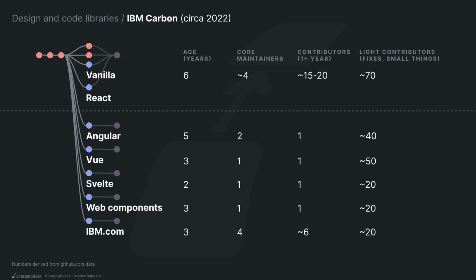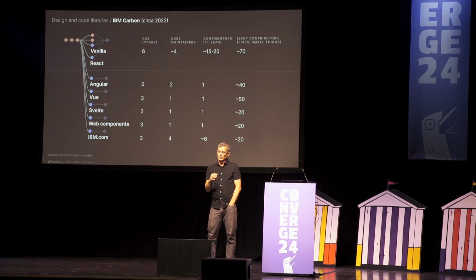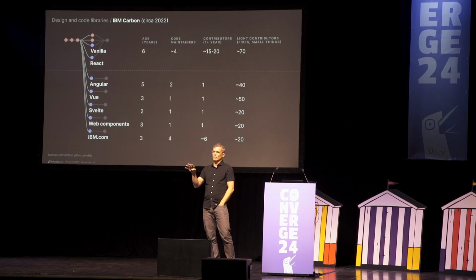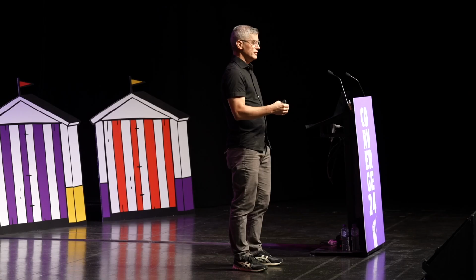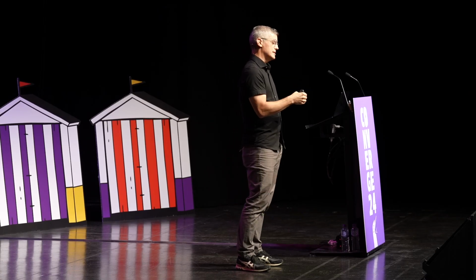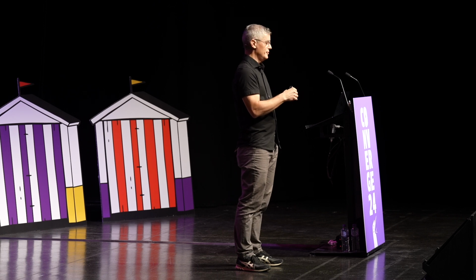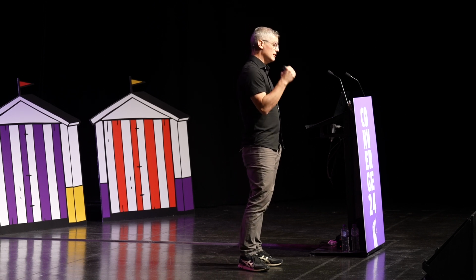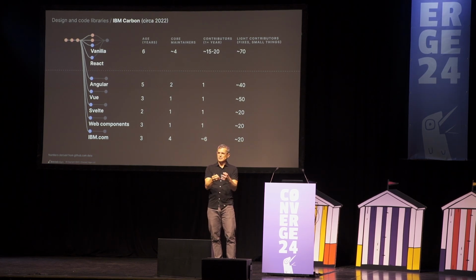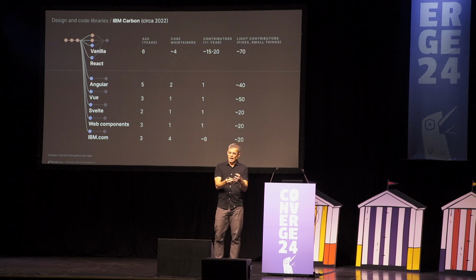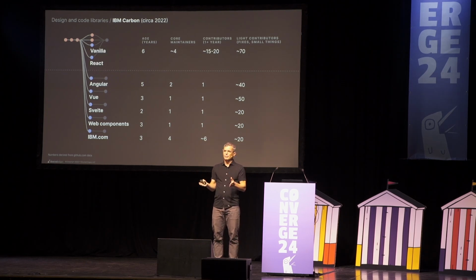And when you look at IBM Carbon as a design system, it's incredibly impressive. Around 2022, I went into GitHub where all these libraries were made, and I started to look at how old each of these libraries is. There's a vanilla HTML and CSS one. I don't know if that's still supported now. There's React, but there's also Angular, Vue, Svelte, Web Components, and IBM.com. All independent libraries, all referencing the same design solution, and all supported by core maintainers.